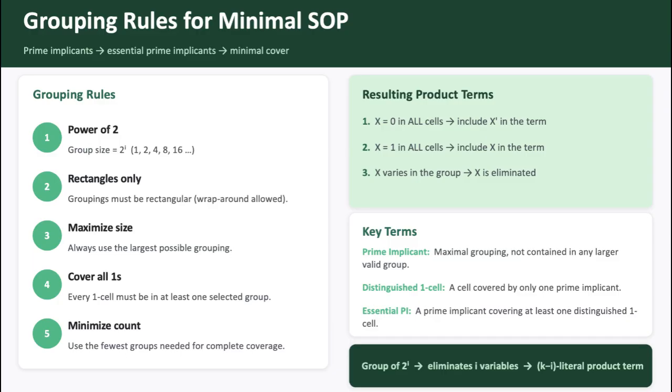The 3 key terms at the bottom are essential vocabulary. A prime implicant is the largest possible valid group for a given set of 1 cells. An essential prime implicant is one that covers at least one cell that no other prime implicant covers.